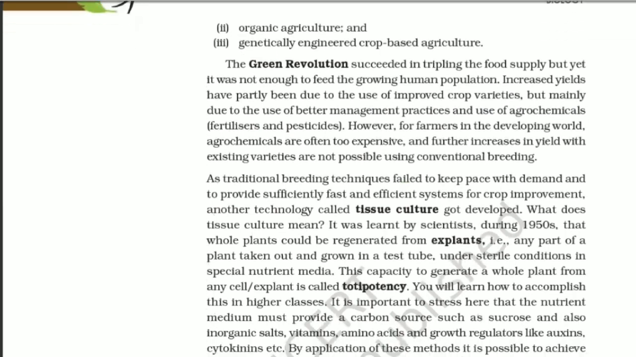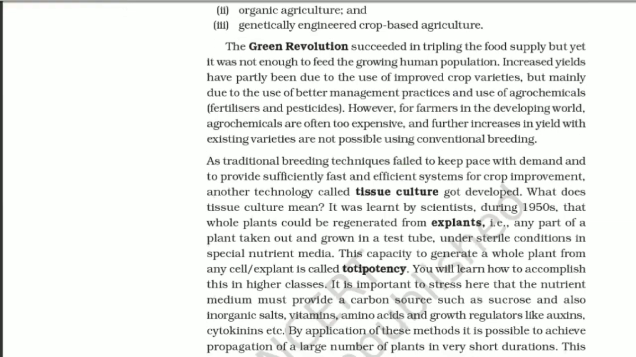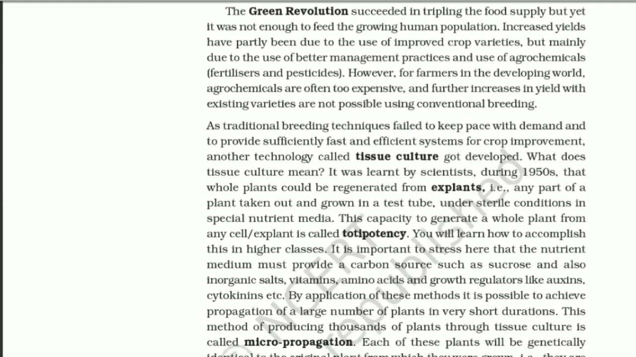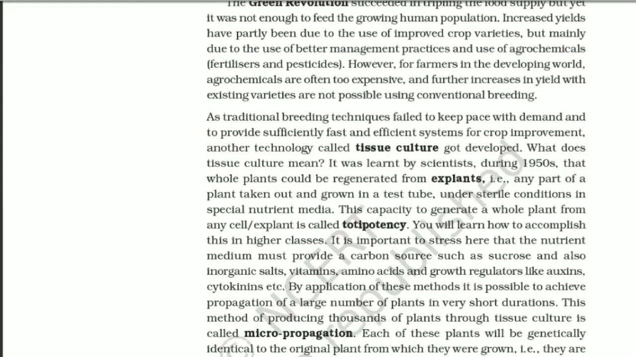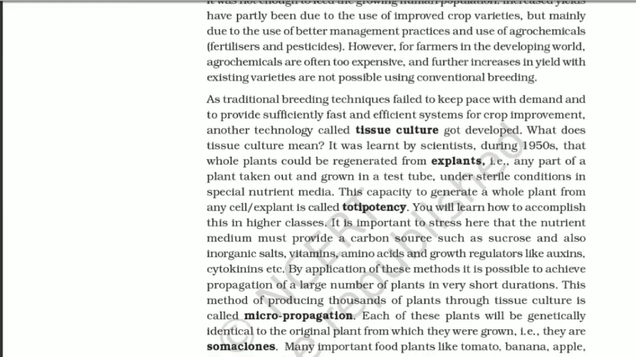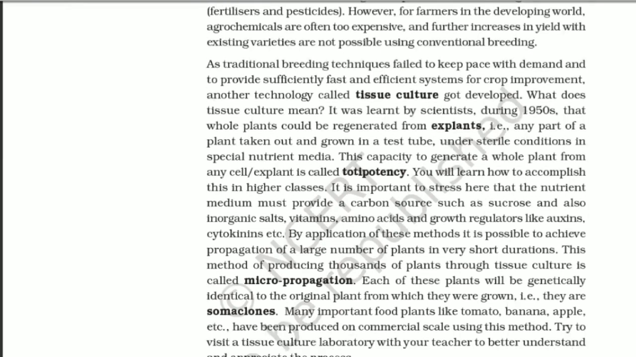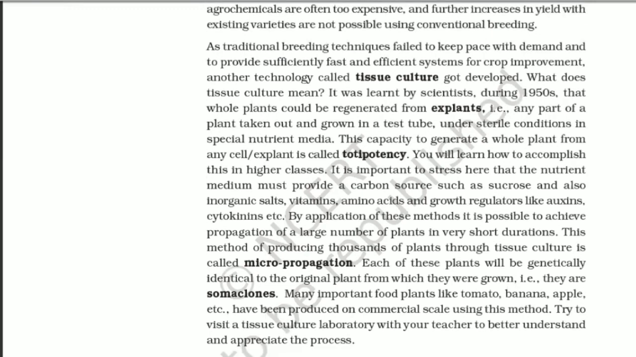The Green Revolution succeeded in tripling the food supply, but yet it was not enough to feed the growing human population. Increased yields have partly been due to the use of improved crop varieties, but mainly due to the use of better management practices and use of agrochemicals, that is, fertilizers and pesticides. However, for farmers in the developing world, agrochemicals are often too expensive, and further increases in yield with existing varieties are not possible using conventional breeding.